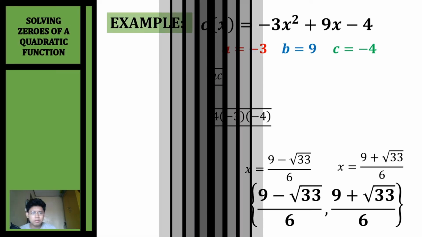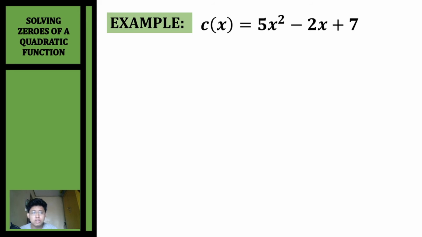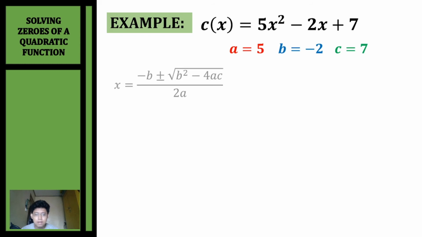And let's have another example in solving zeros of a quadratic function. C of x is equal to 5x squared minus 2x plus 7. So first thing that we need to do is to get the values of a, b, and c from our quadratic function. So we have a is equal to 5, b is equal to negative 2, and c is equal to 7. We will substitute this to our quadratic formula.